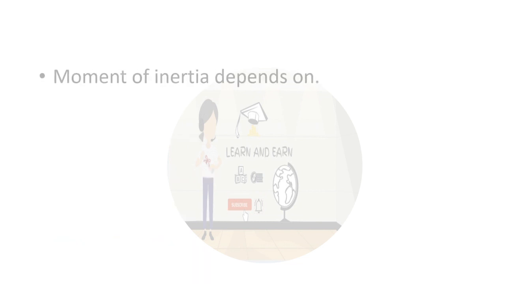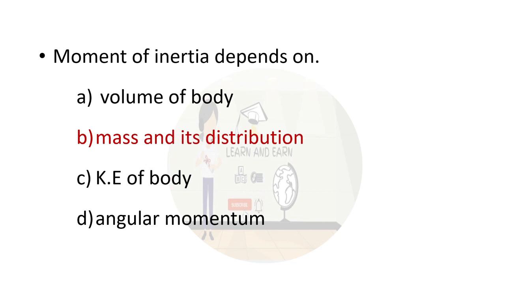The next MCQ is, moment of inertia depends on option A, volume of body, option B, mass and its distribution, option C, kinetic energy of body, option D, angular momentum. The right answer is option B.